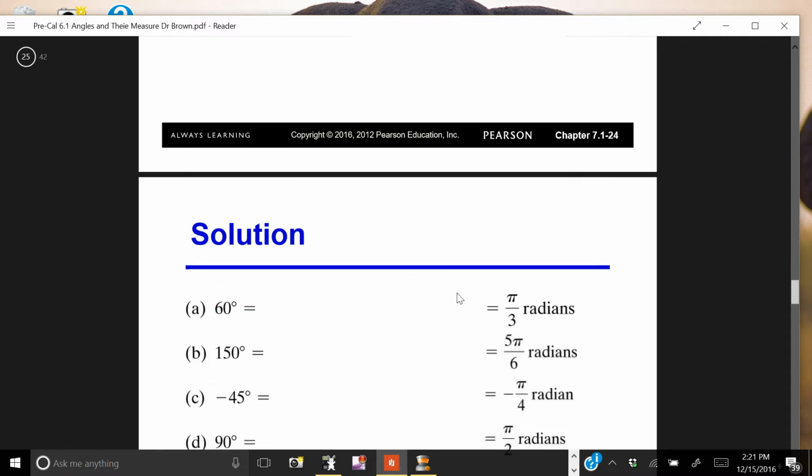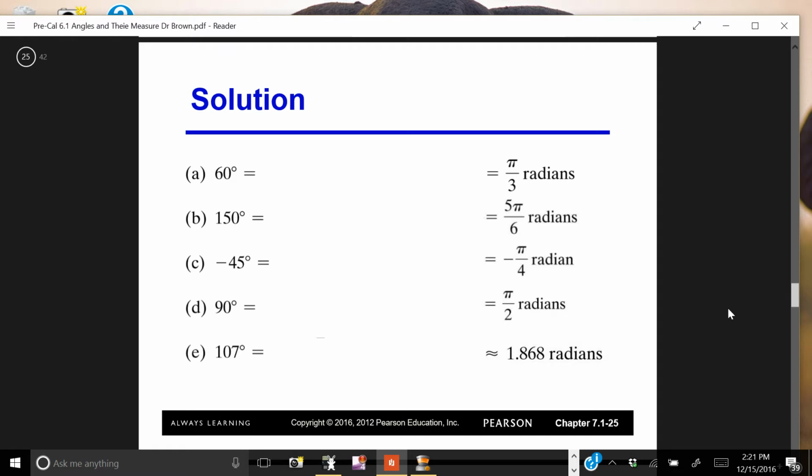Okay, so let's go. 60 degrees, I would write down 60 degrees and then multiply it times pi radians per 180 degrees. Notice the degrees cancel. 60 goes into 180 3 times, so we end up with pi over 3 radians.